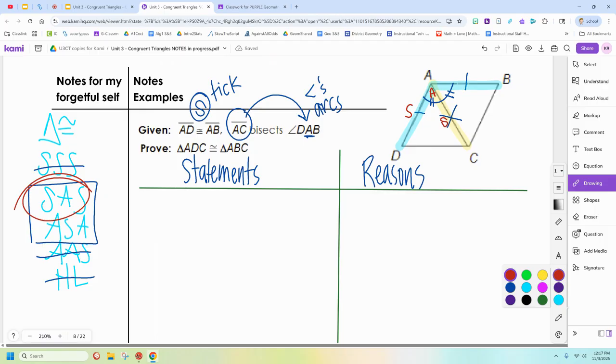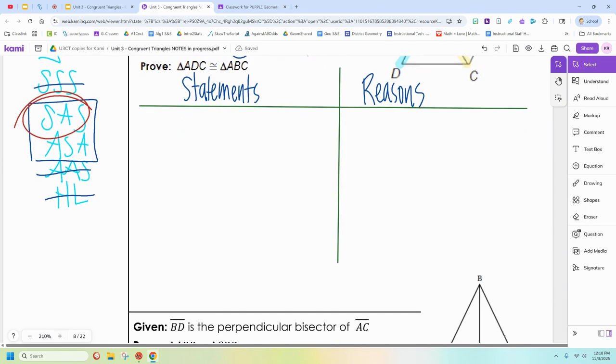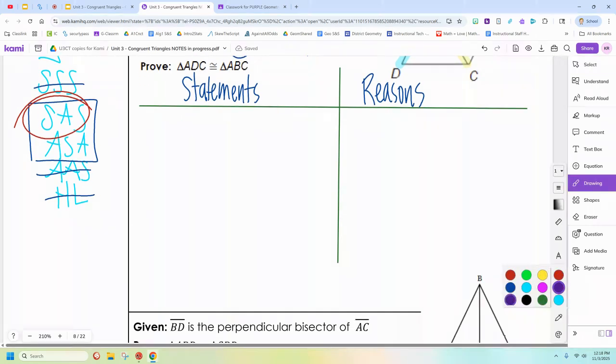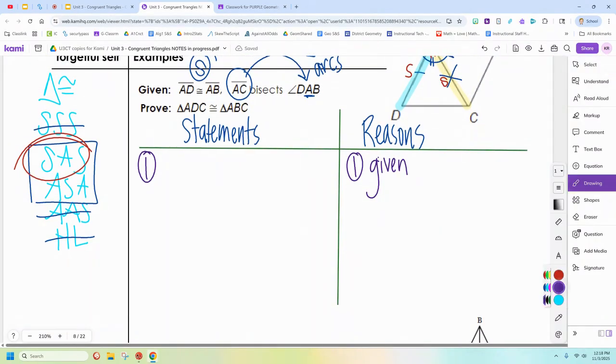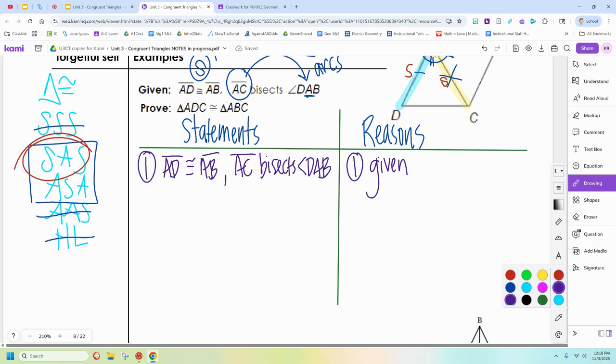That was a whole planning stage, right? We haven't done much yet. Let's go ahead and start writing our steps. Okay, so the first step is always going to be the information that was given to you. It is okay to use abbreviations, but you really can't leave huge parts out. This one you would write down exactly what's there. AD is congruent to AB. AC bisects angle DAB.